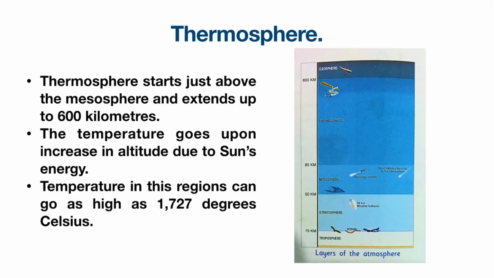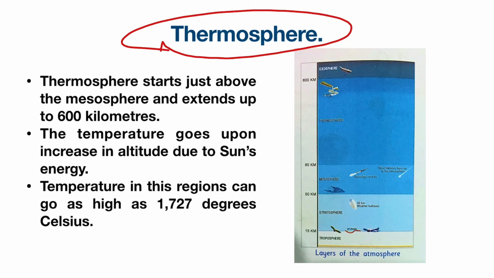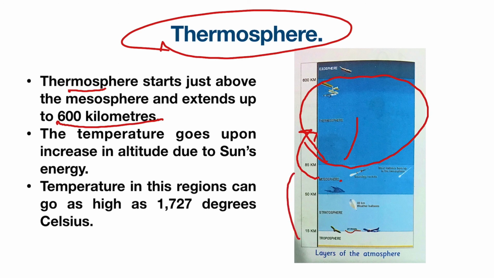Now after the mesosphere, next we have the thermosphere. I'll read out: the thermosphere starts just above the mesosphere. Here above the mesosphere we have the thermosphere, that is this area. What is the size? 600 kilometers. If you compare it to the rest, this one is the largest layer. In this layer, that is in the thermosphere, the temperature increases again as you go high in altitude.